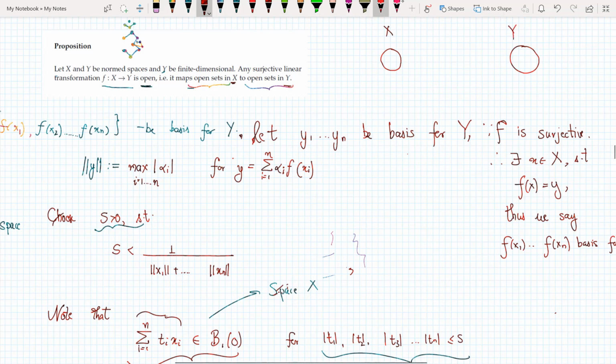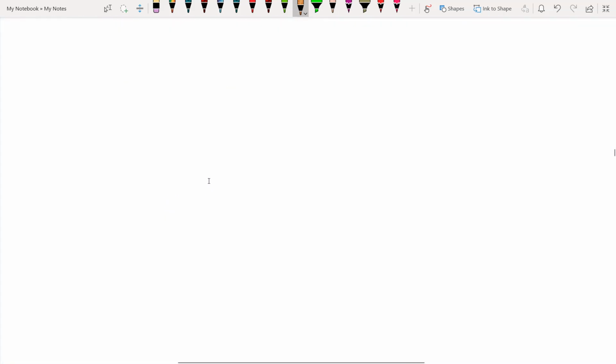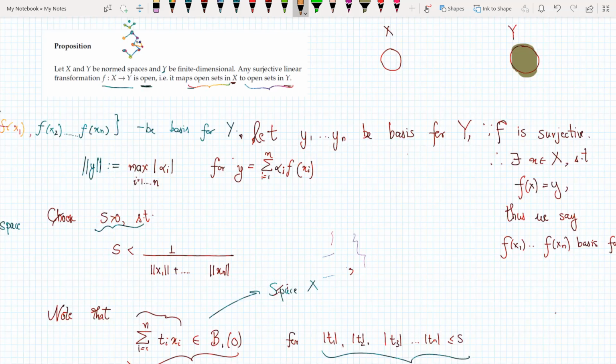So x and y, maybe I colored this. Anyway, so now let's have a quick look. So let f(x1) to f(xn) be a basis for y. Now, if this was an elementary course, then I would say let y1 up to yn be a basis for y. Since we know f is surjective, therefore for every y there exists x belonging to x such that f of x equals y. Thus, we can say that f(x1) to f(xn) is a basis for y.